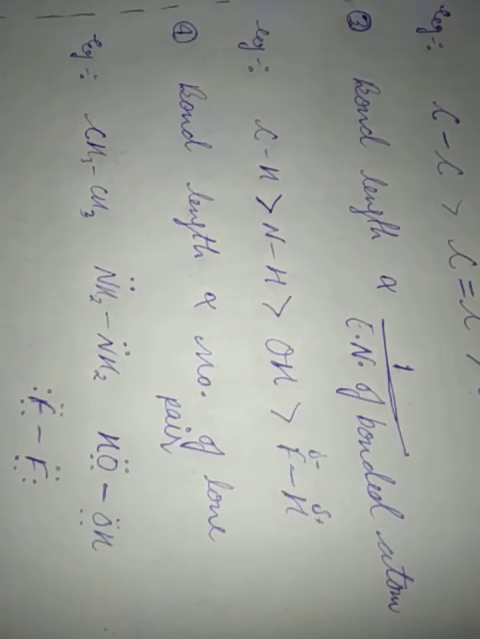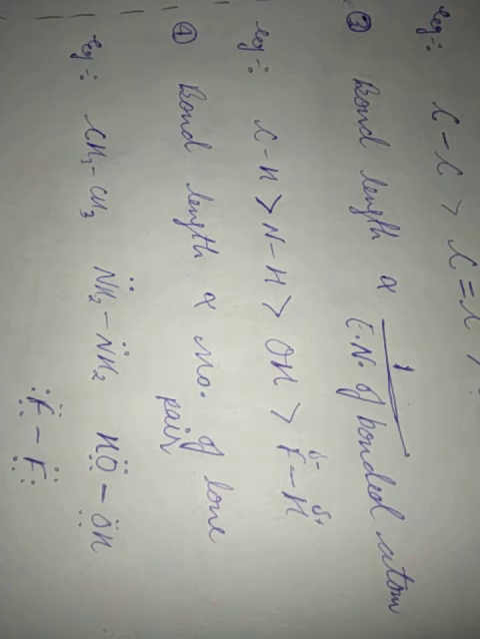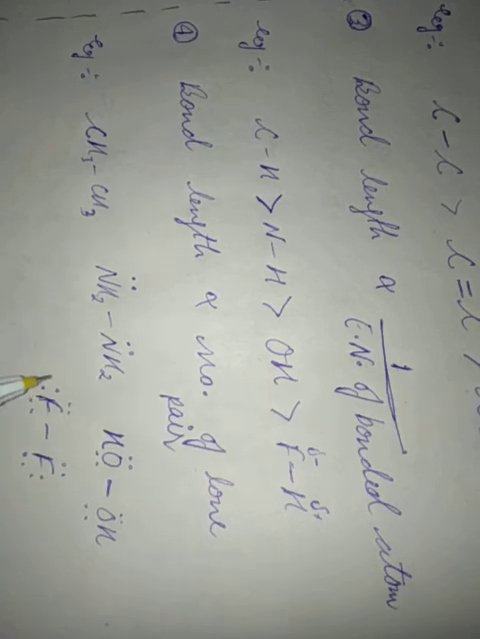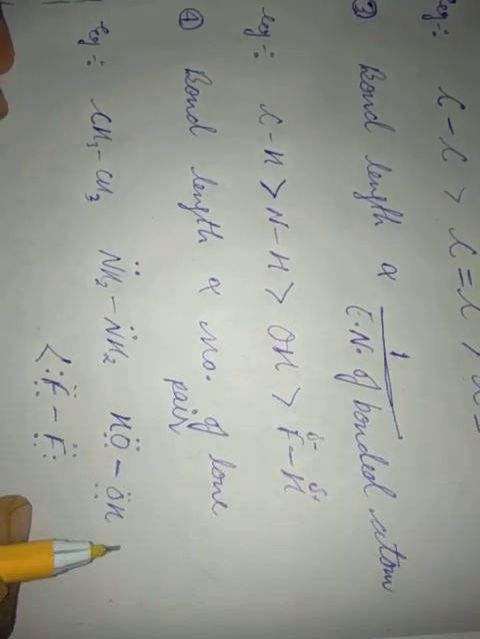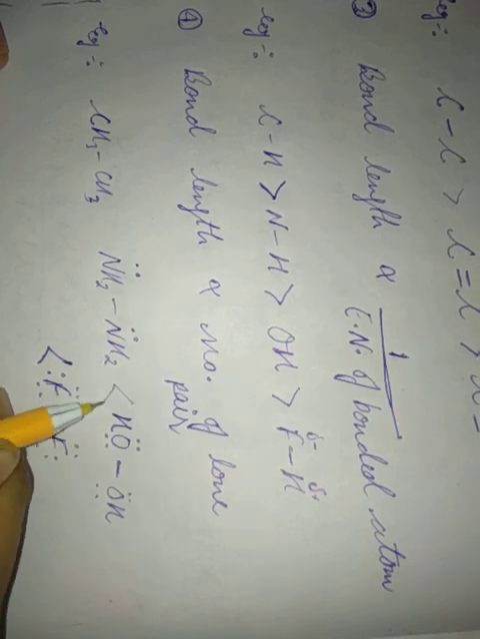So we know that bond length is directly proportional to the number of lone pairs. So in this case, fluorine has the most lone pairs, so fluorine is greater than all of these atoms, and the least bond length is in CH3.